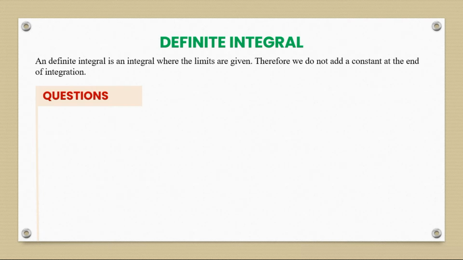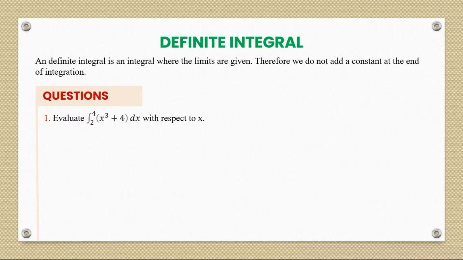So here are the questions. Here we don't add a constant, so that is the biggest difference. Let's look at an example, and this will allow us to understand it better. We have to evaluate this integral with limits: the upper limit is 4 and the lower limit is 2, of x cubed plus 4 dx with respect to x. We have to integrate that.